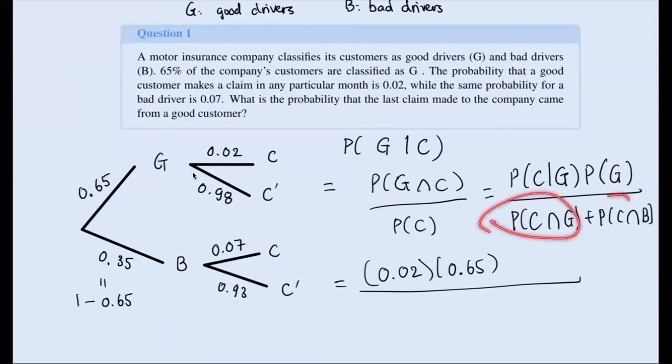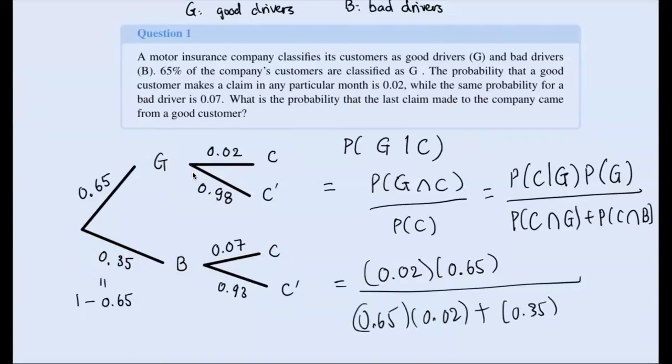In order to calculate these two expressions, you can use the same idea. If we look at the tree diagram, the probability that C intersects G is this path. So you just take two numbers and multiply them together. And C intersect B is this path here. You just need to take two numbers and multiply together. And after you plug in the calculator, the final answer will be what you are expecting.